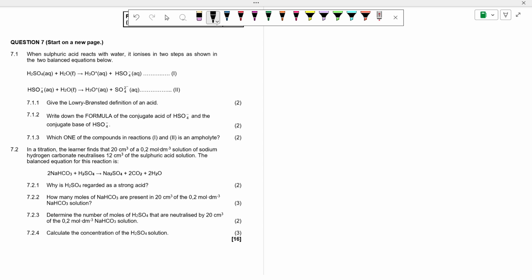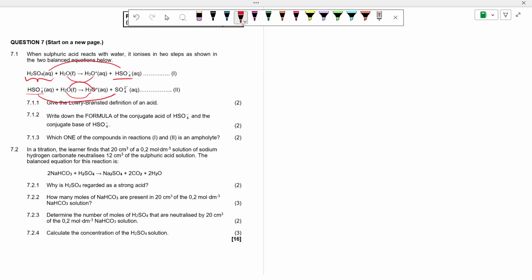Okay. Question number 7. When sulfuric acid reacts with water, it ionizes in 2 steps, as shown in the 2 balanced equations. We went through this again. Sulfuric acid reacts in water. It's going to give away 1 proton to become HSO4 minus. And we're going to take that HSO4 minus, put it in water again, and it gives us SO4 2 minus.